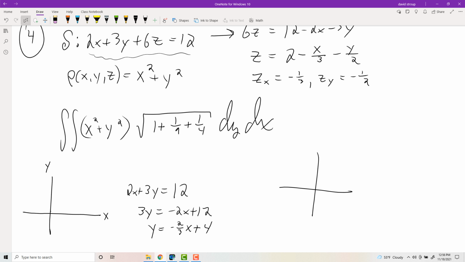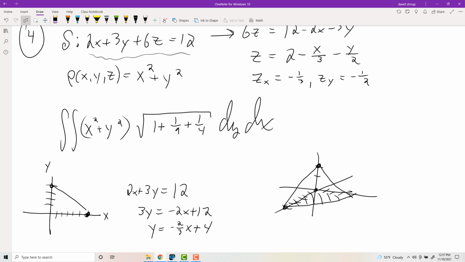If I graphed it just in 3 dimensions, you could kind of see it. So I just want to make sure I'm not getting the wrong region. When x and y are 0, z is 2. When y and z are 0, x is 6. 2, 3, 4, 5, 6. And then when x and z are 0, y is 4. 1, 2, 3, 4. So that's our surface. And of course, in the first quadrant, it's just this triangle region that we're integrating over. So, sure, it'll be 1, 2, 3, 4, 5, 6, 0. And then on the y-axis, 1, 2, 3, 4.